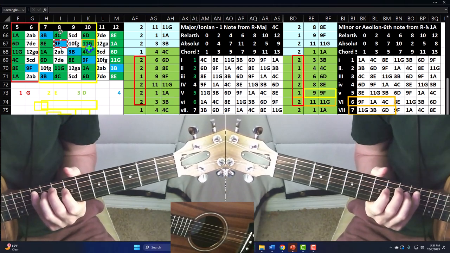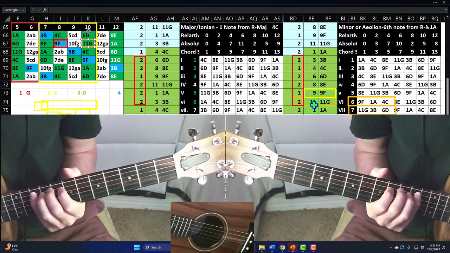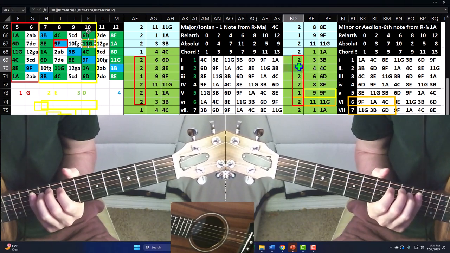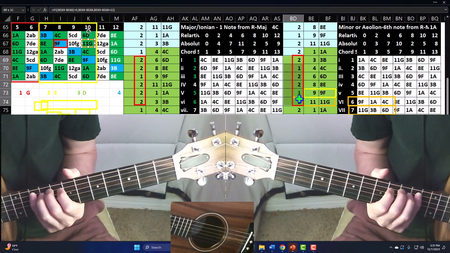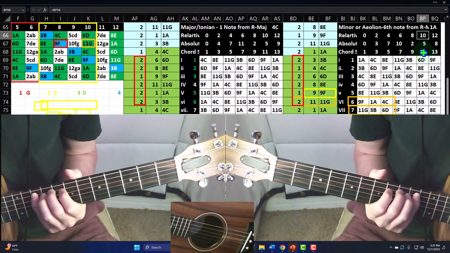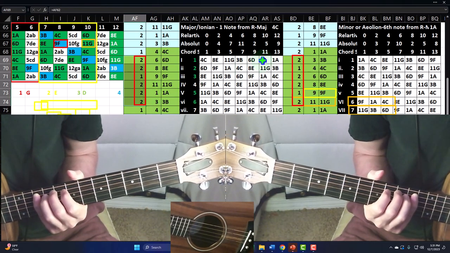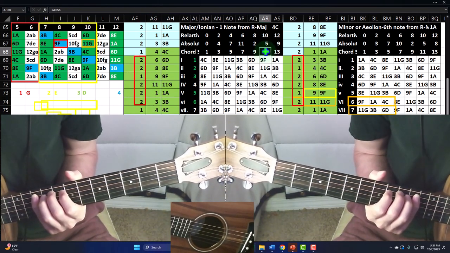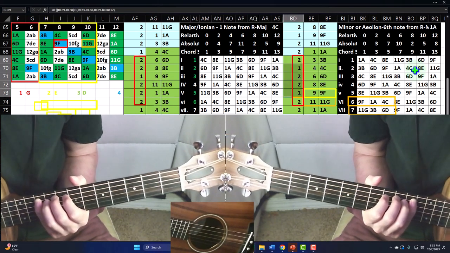11 is a G. So if I go to the 11, now this is 2, 3, 4, 5, 6, 7, 8, 9, 10 notes away from the 11. And over here, it was 2, 4, 5, 6, 7, 8, 9, 10, 11 notes away, which you can see over here on the 11. So wait a sec, I had it over here, sorry, I got messed up.